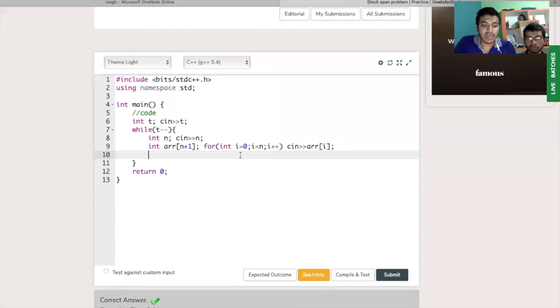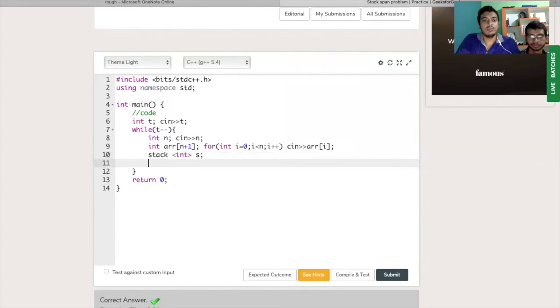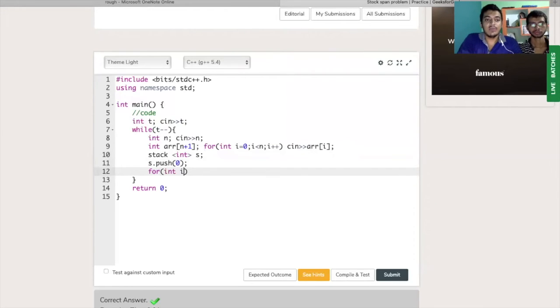Now let's dive into the code. So we're going to make a stack named S, and we're going to iterate through the array. Oh, sorry. First of all, we are going to push the index of the first element into the stack. So s.push(0), which is basically always 0, and we'll start iterating from index 1.